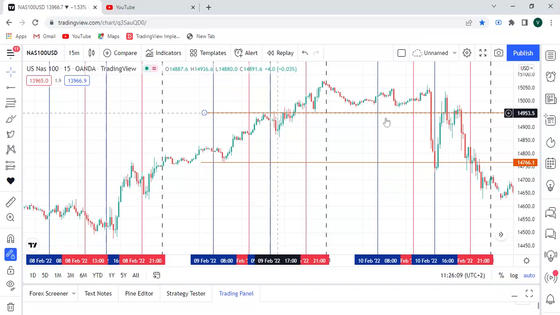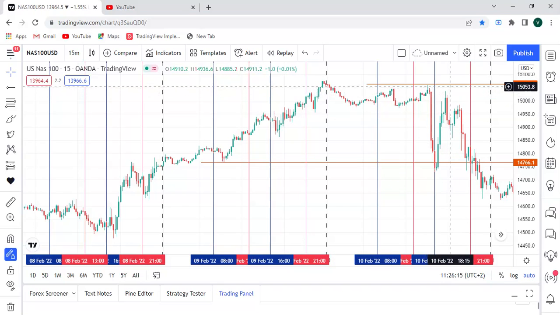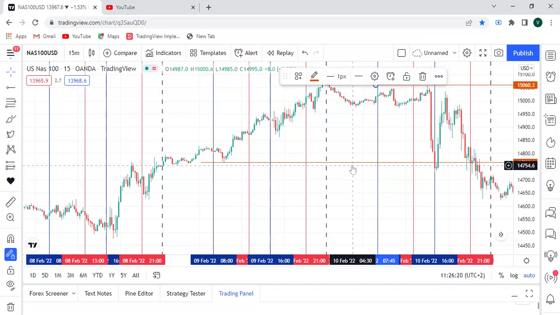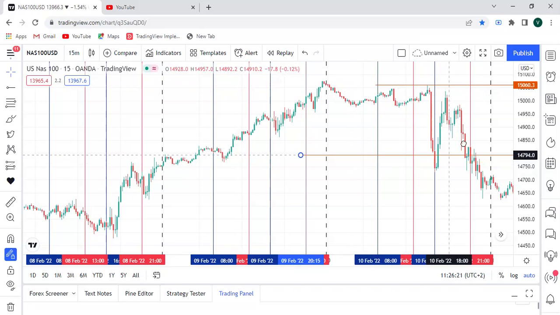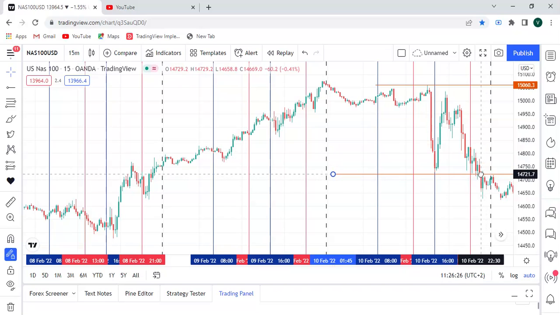Going forward, next day, what happens? This is the high of London session. Okay, sorry about that. This is the high of London session on this day, and this is the low of London session.